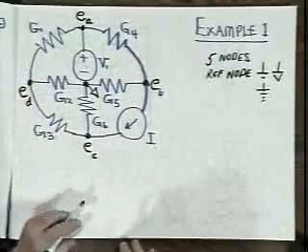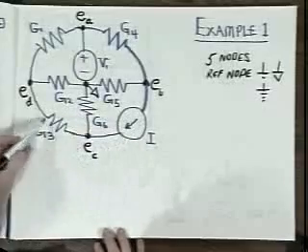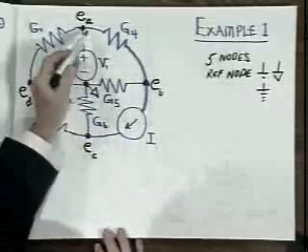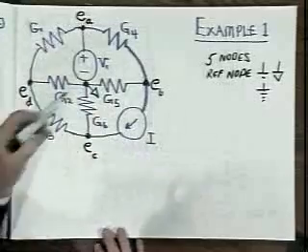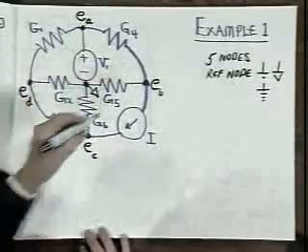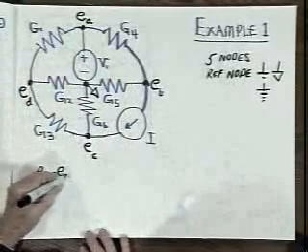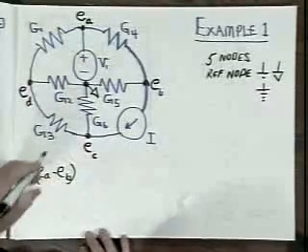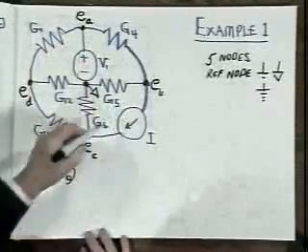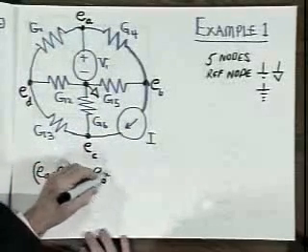Let me give you an example. Suppose I start at node A, walk all the way around this outer loop, coming back to node A, and add up voltage drops element by element. The drop from here to here, from node A to node B, is E sub A minus E sub B. That's the voltage drop from this node to this node. The drop from this node to this node is E sub B minus E sub C.